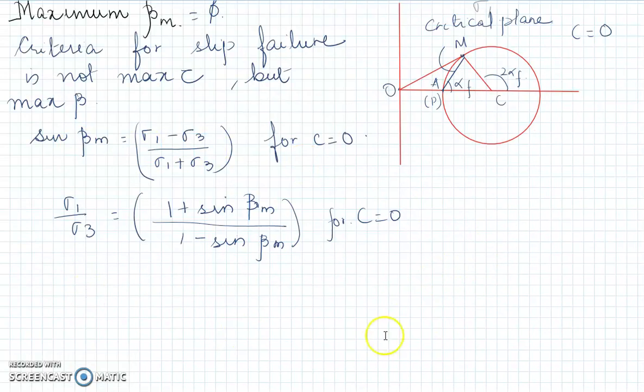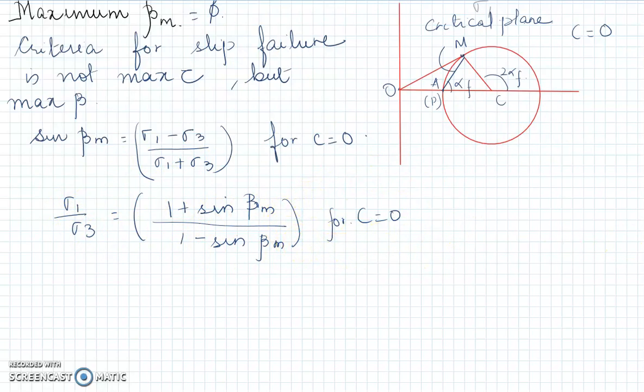Okay, from the circle geometry you can derive this equation: the maximum obliquity has a relationship with sigma 1 and sigma 3, which can be written as sine of beta m is equal to sigma 1 minus sigma 3 upon sigma 1 plus sigma 3. This is from the fundamental circle geometry. I don't want to go into the derivation. From this you get the equation sigma 1 upon sigma 3 is equal to 1 plus sine beta m upon 1 minus sine beta m. Mind you, this is for cohesionless soils.